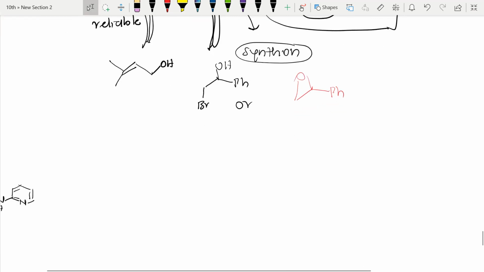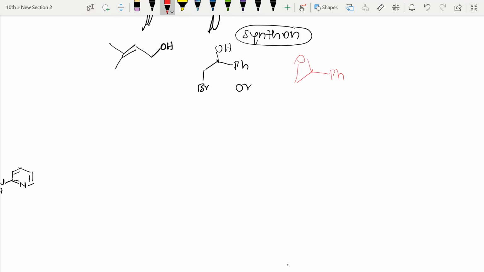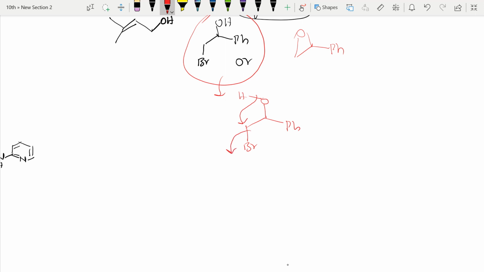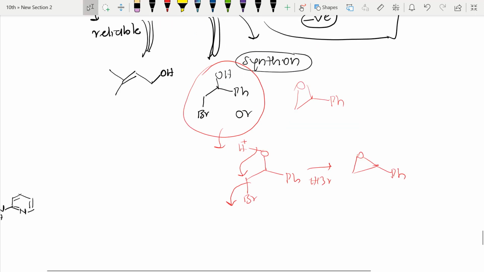Or otherwise you can show it here also. See here I am showing the epoxide using this. So here bromine is there, as it is a good leaving group, and here Ph is there, and here oxygen with hydrogen is there. So oxygen can take this electron density and give it to this carbon, and bromine can leave. So Br minus and this H plus will react to form HBr and I will get the epoxide. See, this is the epoxide I will get, right? So I can use this reagent also, or I can use the epoxide. Both are equivalent, right? You understood this, right?